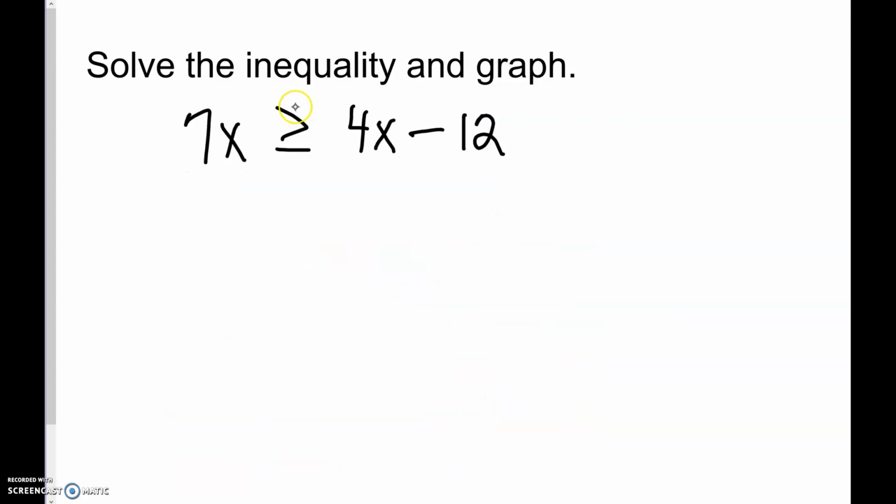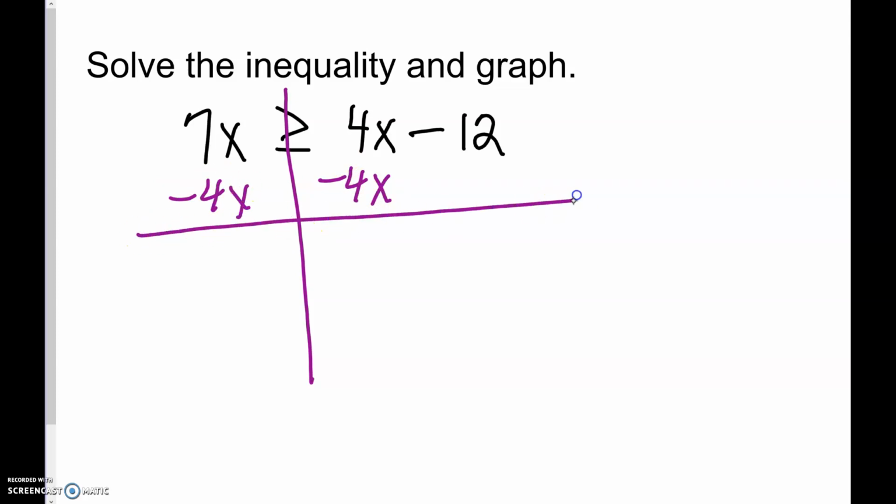All right, we've got variables on both sides this time, so we're going to get our letters together. So I am going to subtract 4x from both sides. 7x minus 4x is 3x. Leave the symbol the same because all we did was add and subtract. And then we have a -12 because 4 minus 4 is 0.